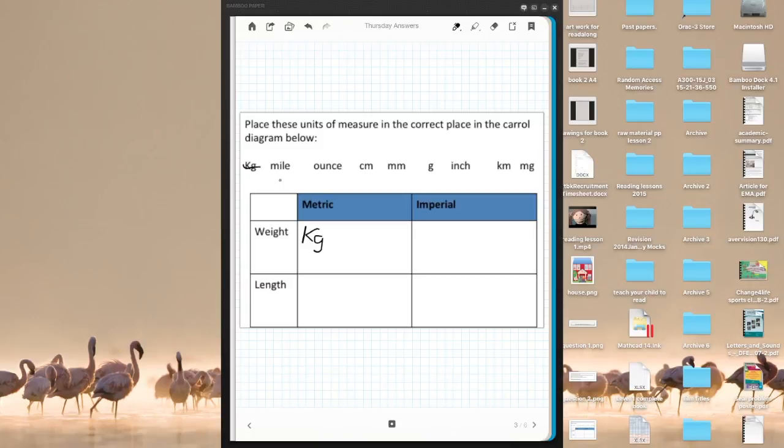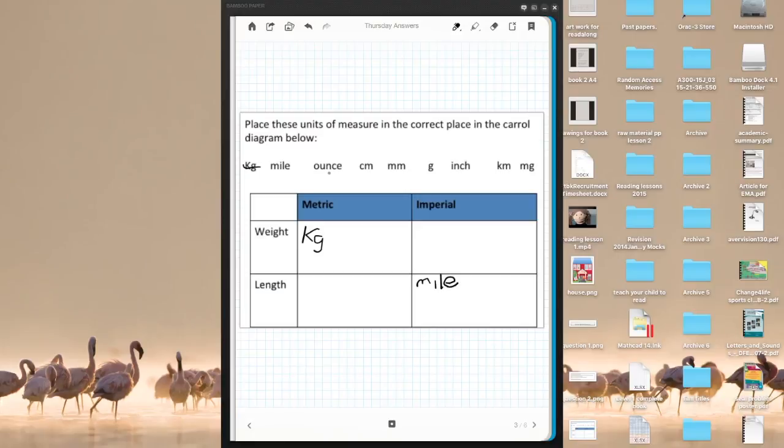Mile. Weight or length? Well, it's length. Metric or imperial? Of course, it's imperial. Now, we do use miles, but it's not in divisions of 10, so it's not metric.